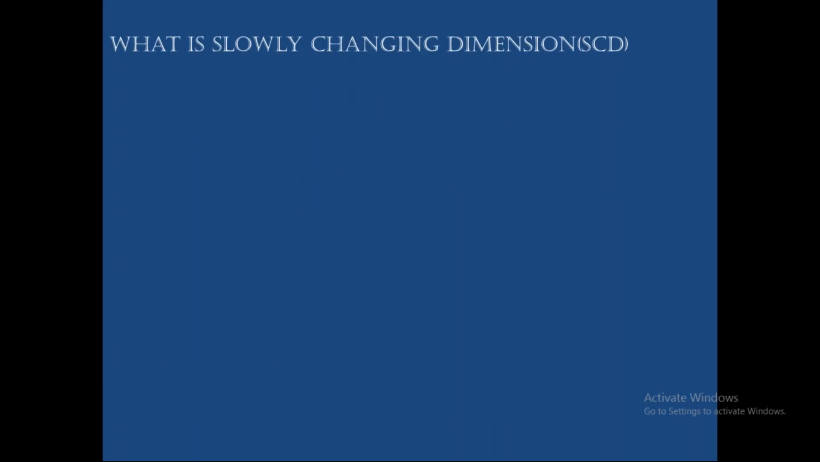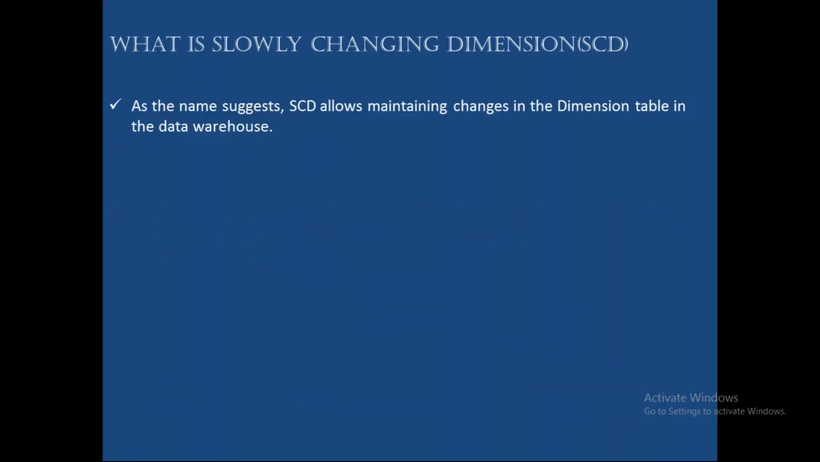Next, we'll talk about what is a slowly changing dimension. As the name suggests, SCD allows maintaining changes in the dimension table in the data warehouse. Okay, maintaining changes in the dimension table. Slowly changing dimension: for a customer, are you going to change a phone number very rarely, or frequently? Very, very rarely you will do. That's why they are slowly changing dimensions. These dimensions are not going to change frequently, very slowly, very rarely these things are going to change.